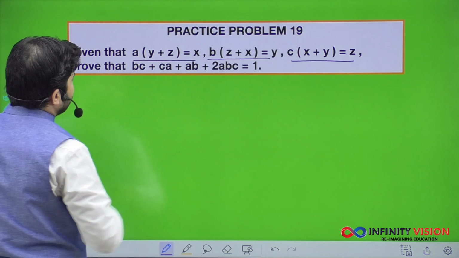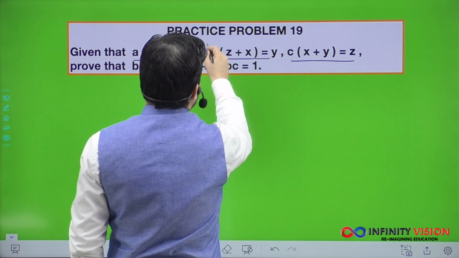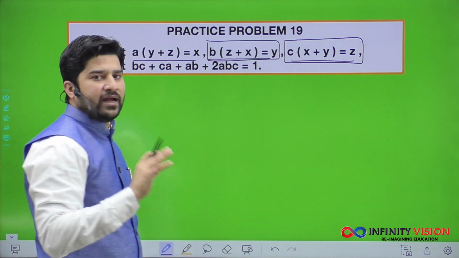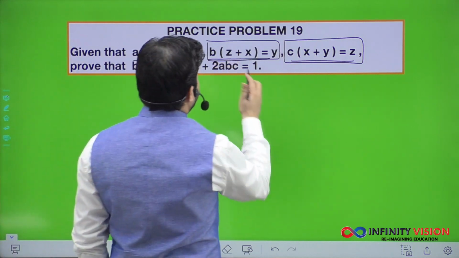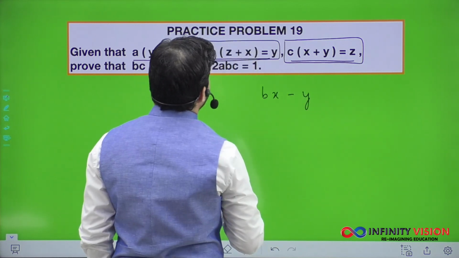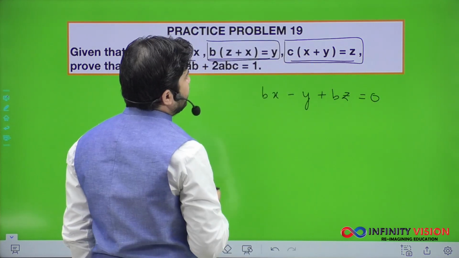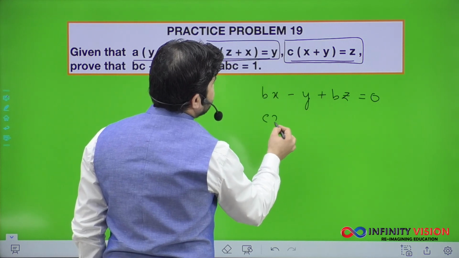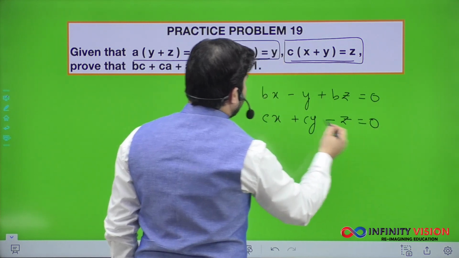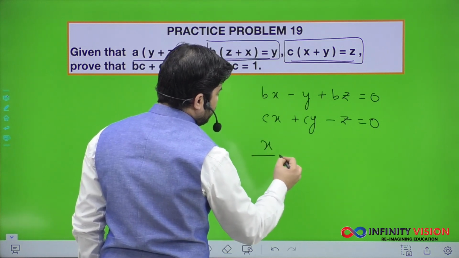You're just going to try to write first in the right order. So I'll be using first these two equations, and when I use them, I'll write them in the right order. So I can write bx minus y plus bz equals 0, and if I look here, I can write cx plus cy minus z equals 0. Now using these two equations, I can write x, y, z in what proportion they are.